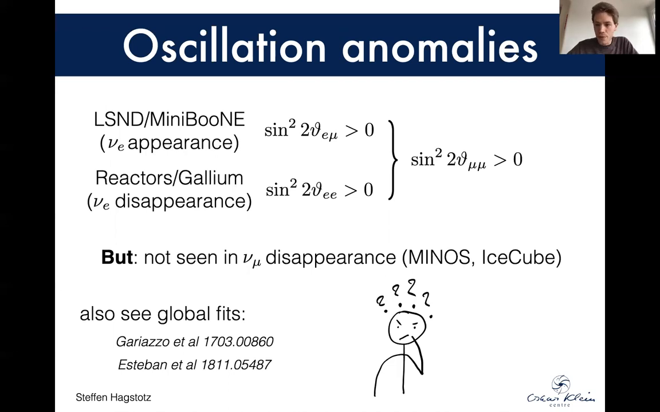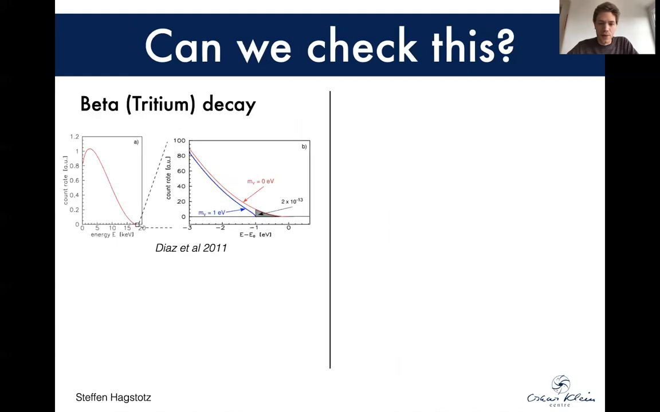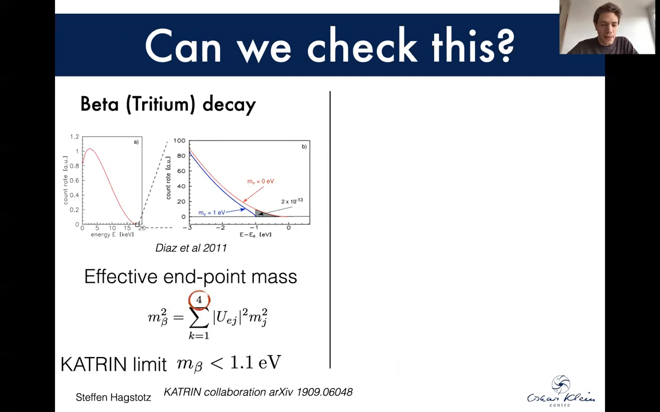Nevertheless, we want to check these signs towards eV scale sterile neutrinos. How else can we check this? We can, for example, look at beta decay measurements. So these measurements try to resolve the endpoint of the tritium decay spectrum, and any additional sterile state or any additional neutrino state would contribute to the suppression. So it would contribute to this effective m_beta mass that is actually measured by these experiments. And the current limit by the KATRIN collaboration lies at something like 1.1 electron volts.